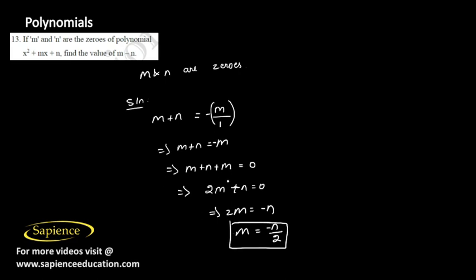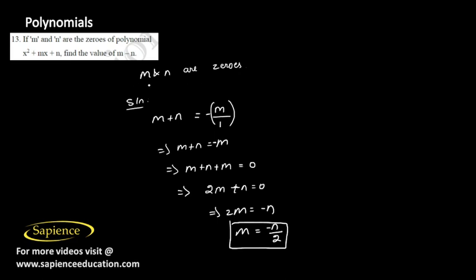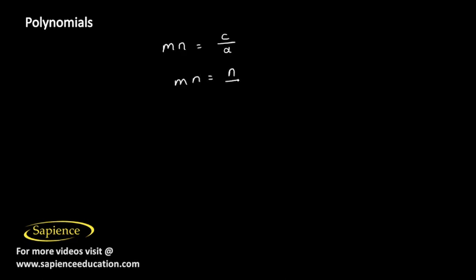Now, from the product of the zeros, m into n should be equal to constant term divided by coefficient of x square. So m into n should be equal to constant term n and coefficient of x square is 1. Taking the n to the left hand side, it will become denominator. So m into n by n is equal to 1. m is equal to 1.